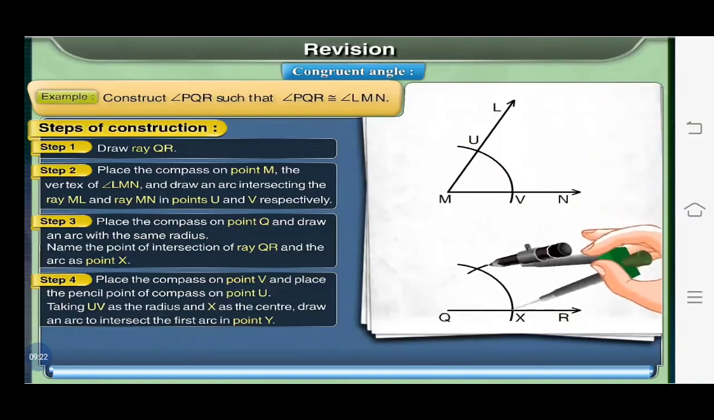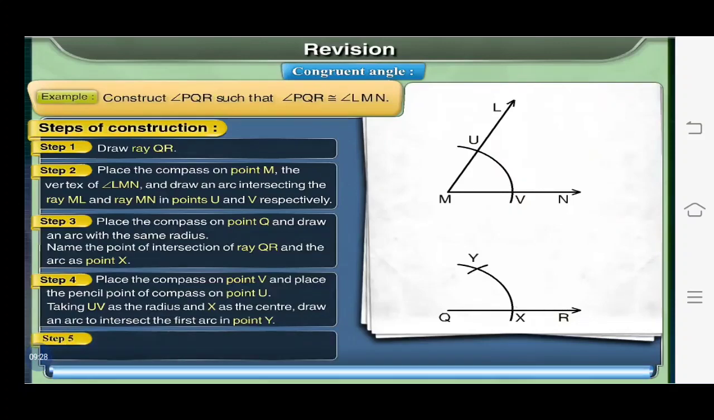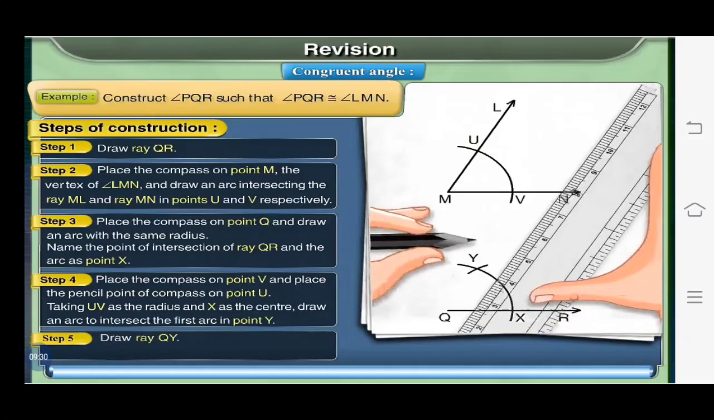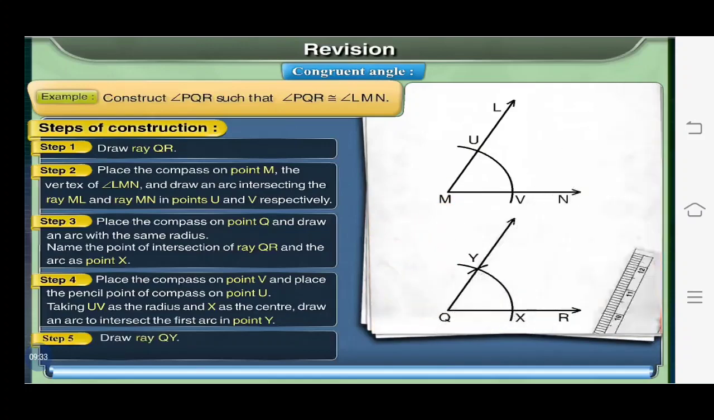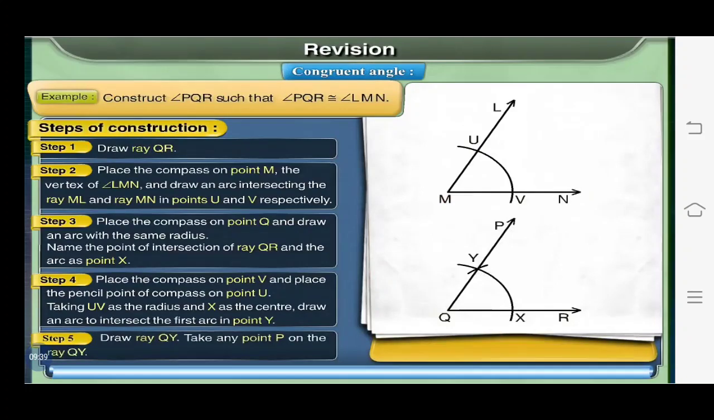Step 5. Draw ray QY. Take any point P on the ray QY. Thus, we constructed angle PQR, which is congruent to given angle LMN.